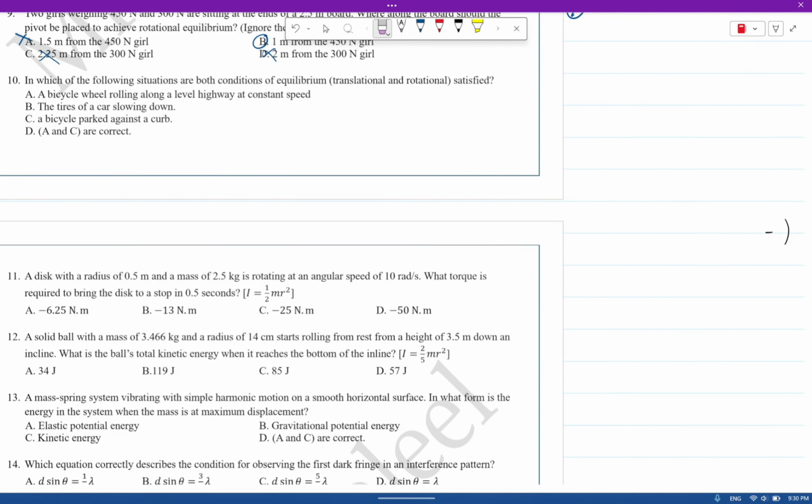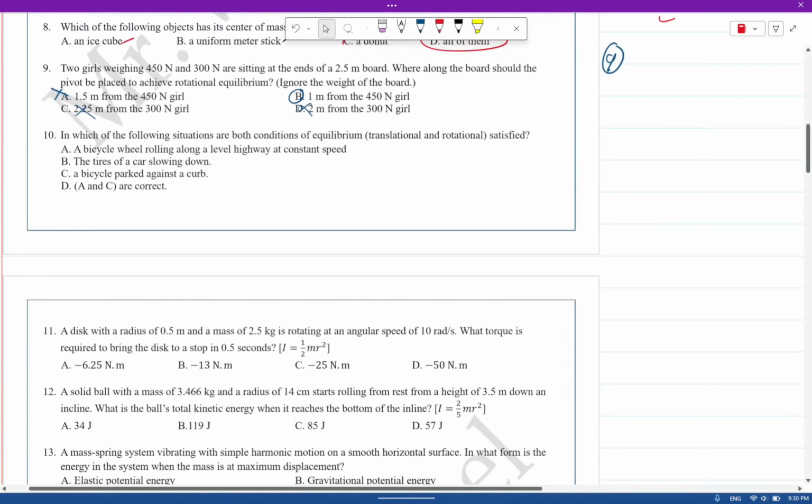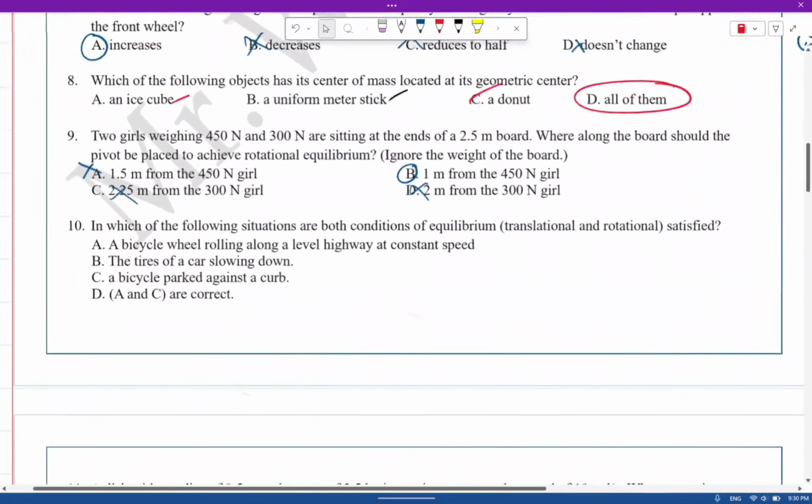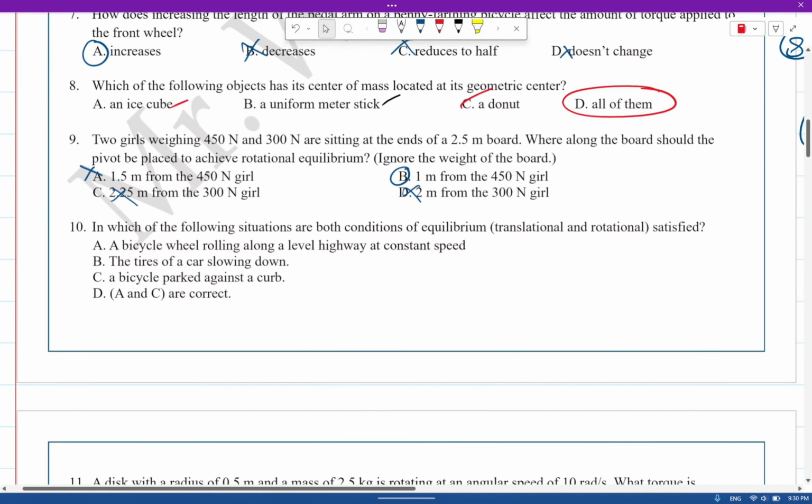All right. The next question that we have says, let's zoom it in again. In which of the following situations are both conditions of equilibrium, that is both translational and rotational, satisfied? So in this case, of course, there should be no rotation and no net force. A, a bicycle wheel rolling along a level highway at a constant speed.